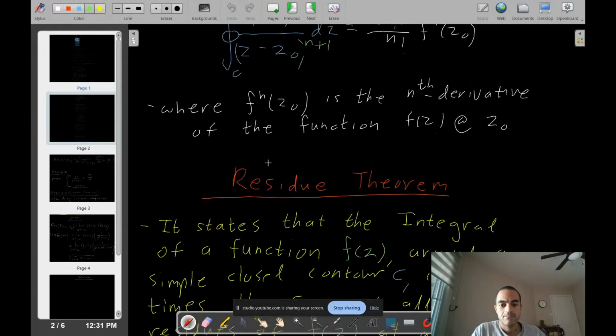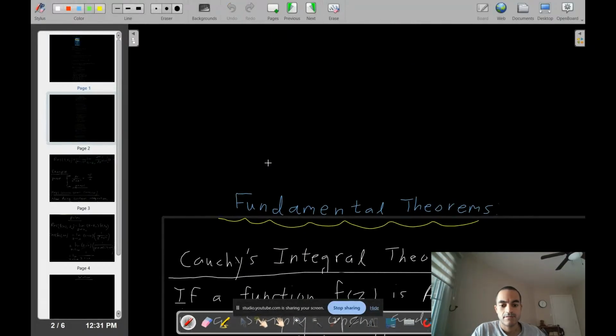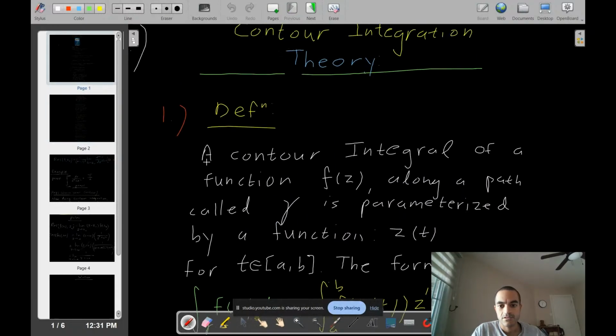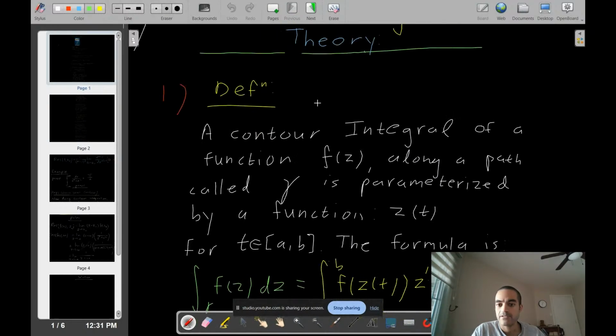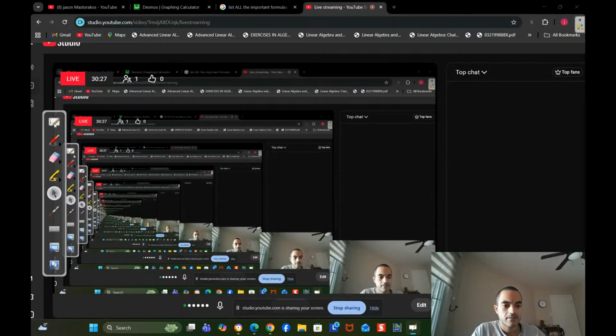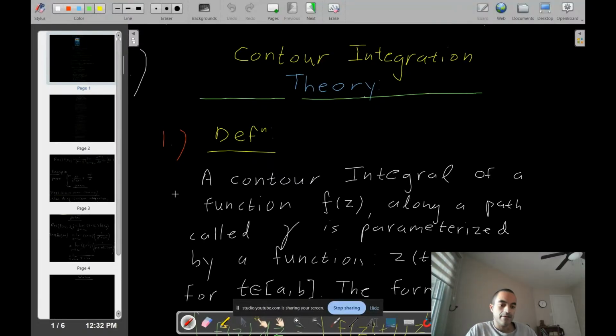Okay, so let's go to page 2, unless there are any questions. This is a live show. I need you guys to participate. The more people participate, the better. It makes it fun, it makes it interesting. So anything on contour integration that needs understanding here?